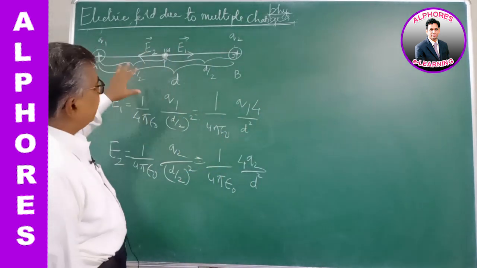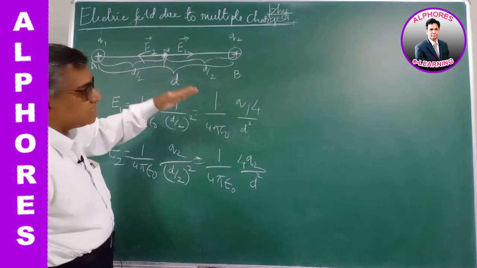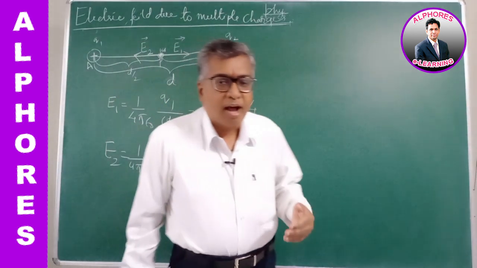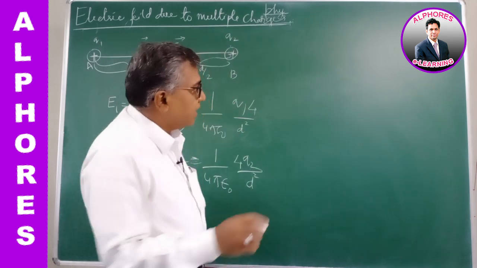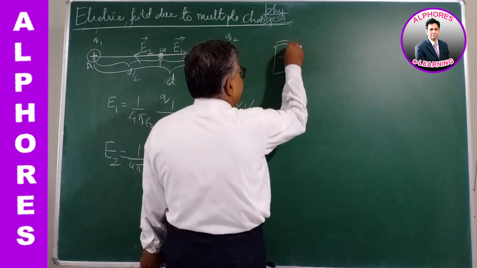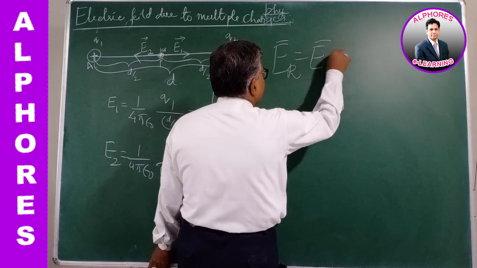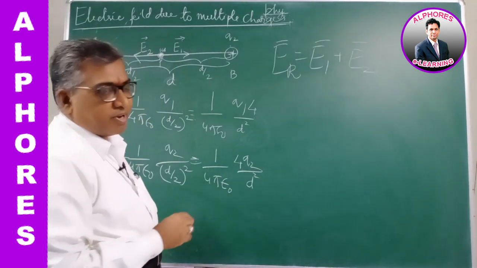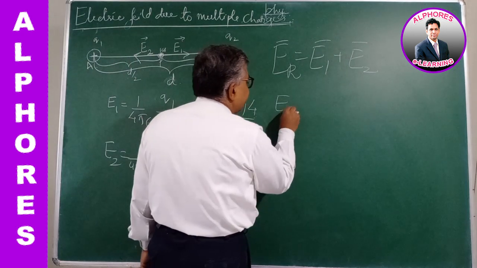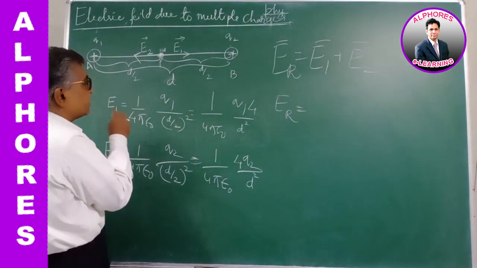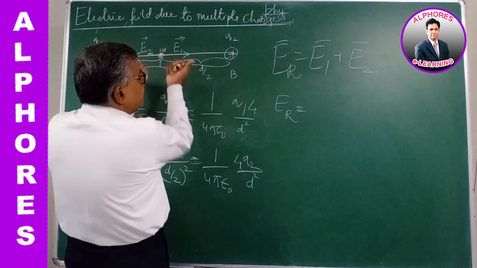So the first step: considering each charge as an individual point charge, find the electric field due to each charge separately. So it's E1 and E2. Second step, apply the principle of superposition. According to the principle of superposition, we know the resultant electric field is the vector sum of the individual electric fields, E1 bar plus E2 bar. Now looking at the directions, these two are in opposite direction.